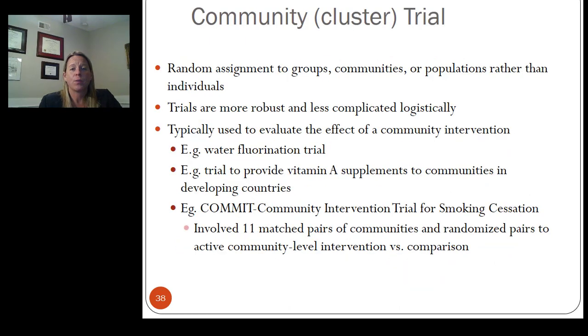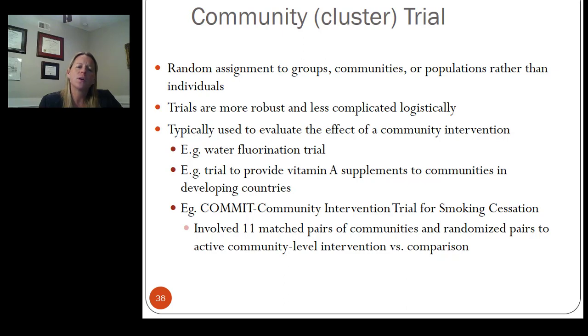So the last type of trial I'm going to discuss is the community or cluster trial. Here, randomization of intervention is done at the group level rather than the individual level. These trials are more robust than the individual level randomized trials, and they're less difficult to perform from a logistics perspective. They're typically used to evaluate the effect of a community intervention. And the reason we randomize groups instead of individuals in these settings is that it's not feasible or practical to randomize individual subjects because subjects in an area share too many characteristics.